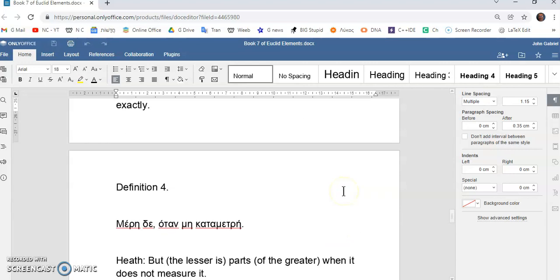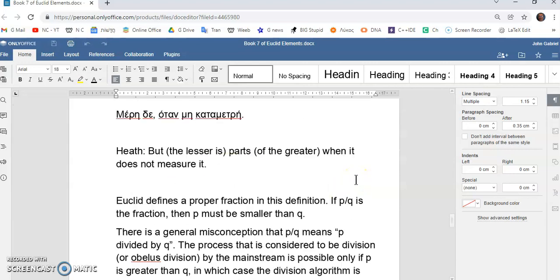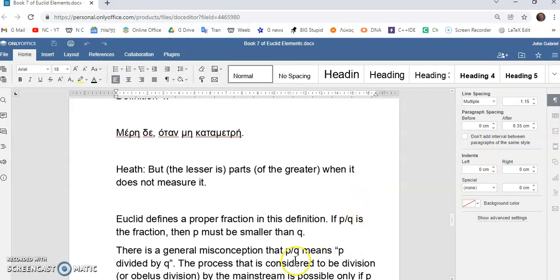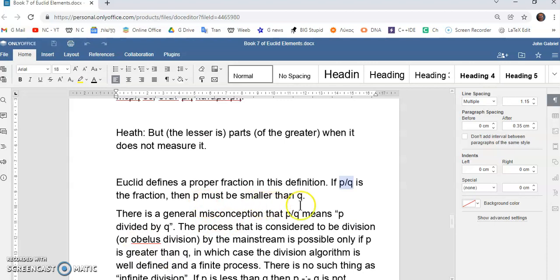So that's definition 3. Now, definition 4 continues on definition 3 and defines a proper fraction. In other words, a fraction which lies between 1 and minus 1. And how does it do that? It says the lesser is parts of the greater when it does not measure it. So if P over Q is a proper fraction, then P must be smaller than Q. All right? So if P is smaller than Q, then we have what you know today as a proper fraction.